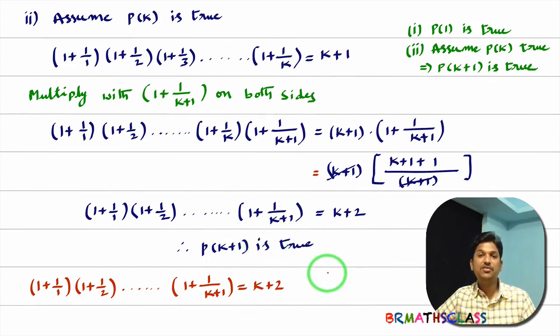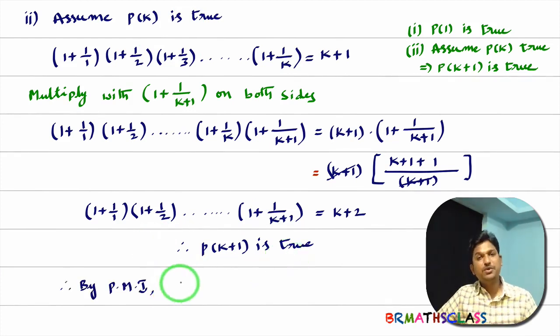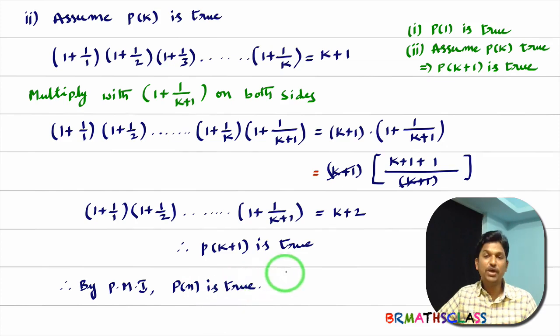What happened here? We proved two things. First, we proved P of 1 is true. Second, by assuming P of k is true, we proved P of k plus 1 is true. So what we can say? So by principle of mathematical induction, we can say that P of n is true. Okay. Now let's move to the next problem.